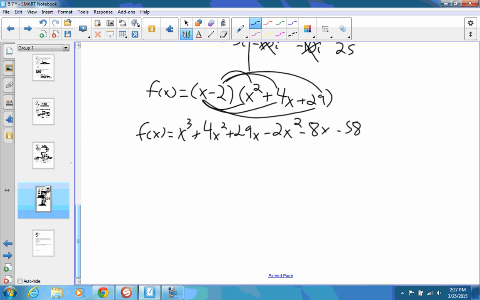Did I lose anybody? Like I said, guys, please draw a box if it helps you. I have no problem, as long as things aren't getting crazy messy and everything all over each other. Alright, so finish it up, f of x equals x cubed plus 2x squared, good, plus 21x.